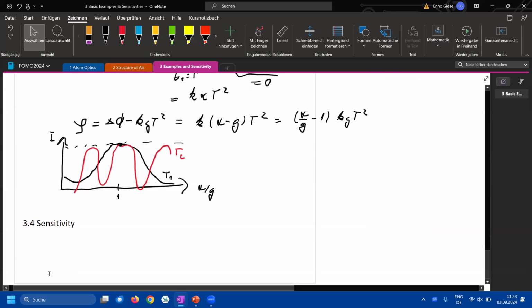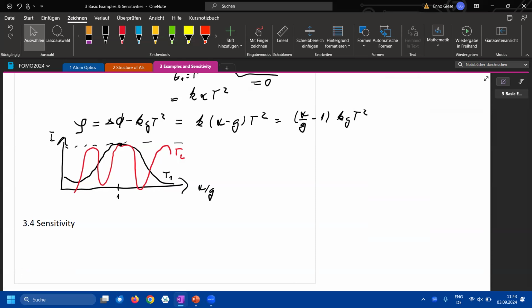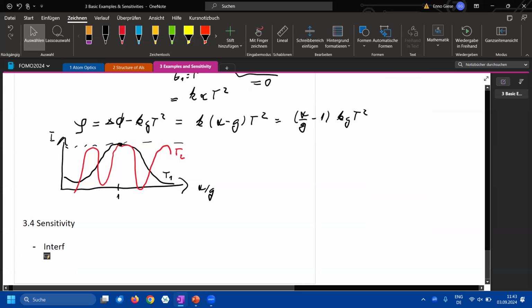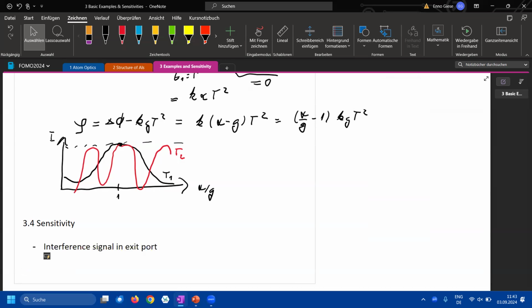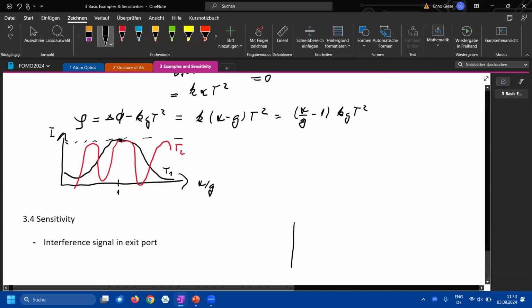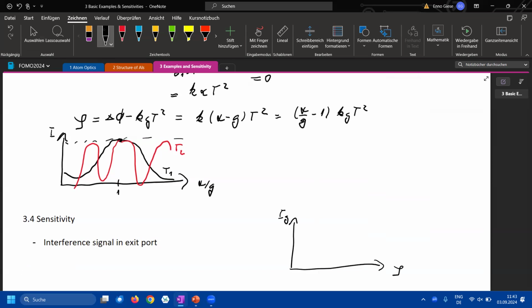And so, what did we do? We talked about the interference signal in one particular exit port. And I always drew something like, okay, here's our phase, here's Ig, that's the number of atoms in the port, and then we see this type of oscillation. That's fine. That's the expectation value. We said that Ig is the expectation value of the projector onto an exit port that we define through the ground state.